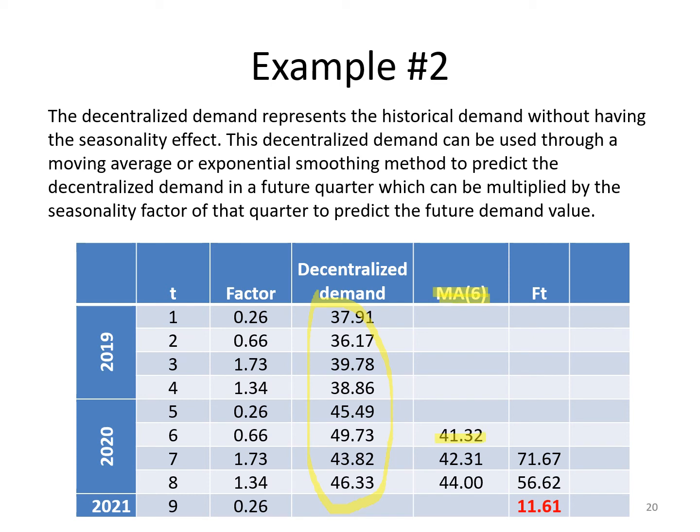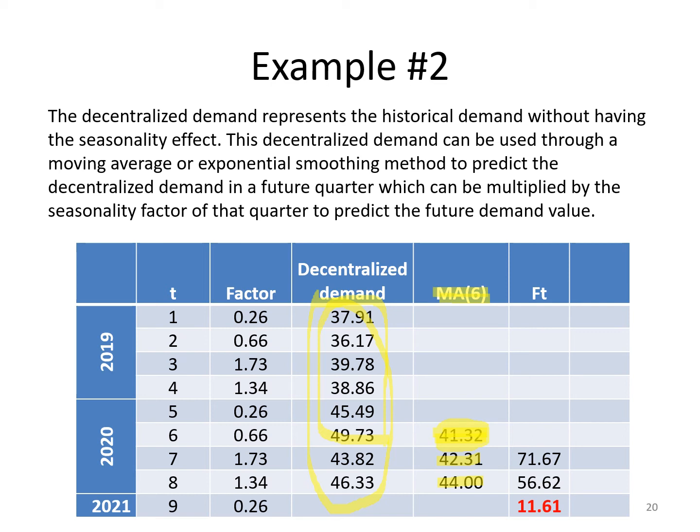Now these values are the moving averages based on 6 periods, and then I'm going to multiply these moving averages by the corresponding seasonal factors in a period, and this will give us the forecasted demand in that period. So here, 41.32, the first value of the moving average based on 6 periods, is calculated based on what? Based on the previous historical decentralized demand values in the 6 periods, right?